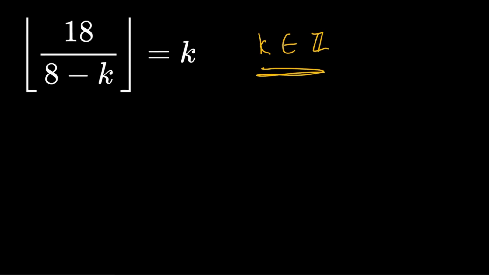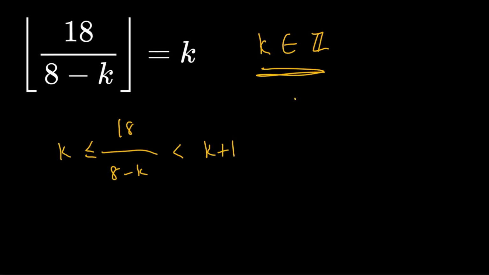Now, the other thing to note about the floor function is that since we know that the floor of 18 divided by 8 minus k is k, then 18 divided by 8 minus k is going to be greater than or equal to its floor, which is k, and it must be less than the next integer. So that's a very nice property, actually.